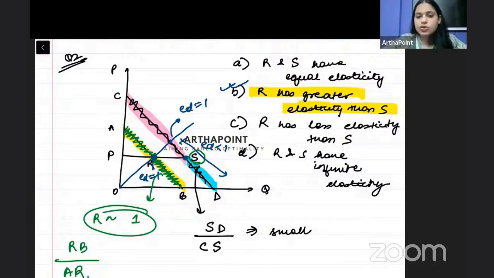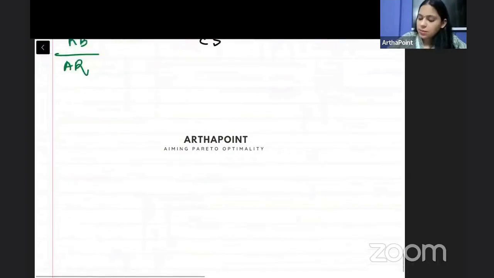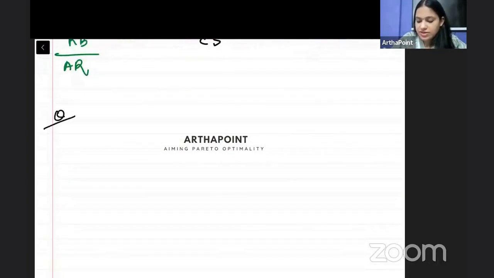A little tricky question, but a good one. आपको देखना होगा कि अगर हम दो पॉइंट सेम लेवल पे रखते हैं, it does not mean that they will have the same elasticity. R की elasticity S से ज्यादा आ रही है. We are getting more elasticity for R. But next question, please write down.